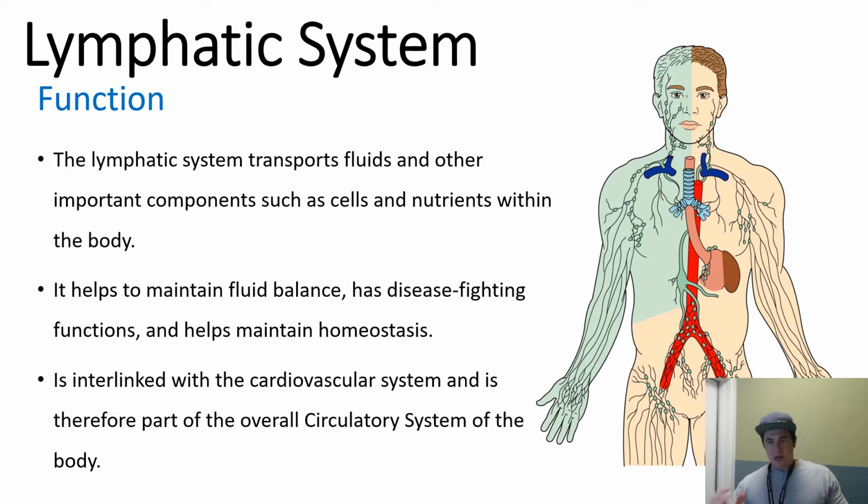So just to summarize, the lymphatic system transports fluids and other important components such as cells and nutrients within the body. Something that we don't talk about a lot but is a function is that digestible triglycerides, or fats, actually use the lymphatic system to get into our cardiovascular system, through chylomicrons or cholesterol. The lymphatic system also helps maintain our fluid balance, helps with disease fighting functions, and helps maintain homeostasis. It's interlinked with the cardiovascular system and is therefore a part of the overall circulatory system of the body.